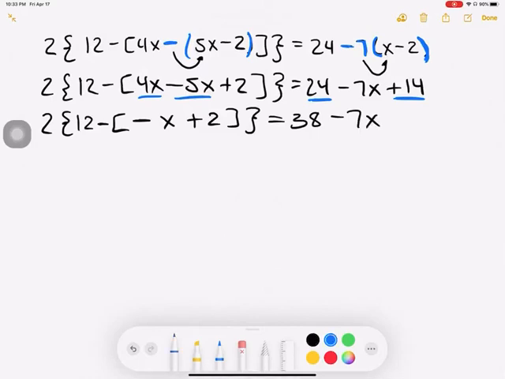The next parenthesis that has priority is going to be the bracket. I'm going to get rid of this with whatever I have in front of it. In this case, it's a negative sign. So let's see, I'm going to start all over, 2, brace, 12, and I'm going to get rid of the bracket by distributing the negative sign in front of it, which means I'm going to change the sign of everything inside. So that becomes a positive x and a negative 2. I'm going to close brace, equals 38 minus 7x.